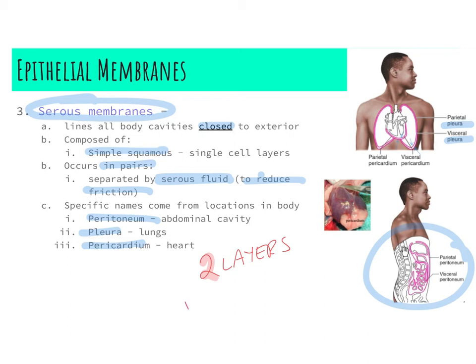The visceral layer is the closer layer to the organ, so the closer to the heart, the closer to the lungs, and then the parietal layer is the outer layer of the serous membrane.